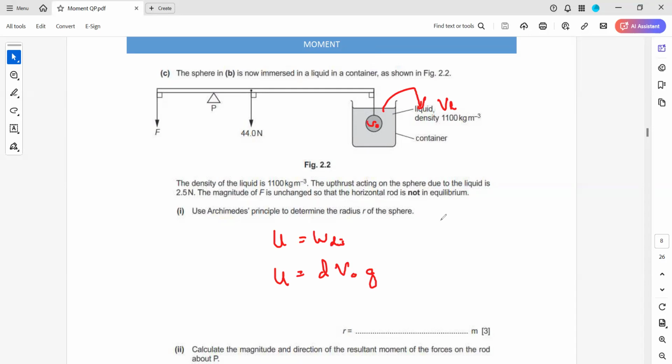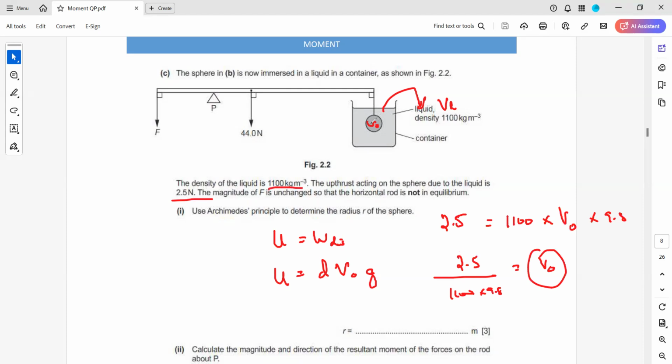So first we'll find the volume of object here. The upthrust is given 2.5. The density is 1100. Volume of the displaced liquid is the same as the volume of object, and the gravity is 9.8. So 2.5 divided by 1100 into 9.8, that will give us the volume of object. After finding the volume of object, what is this object? It's a sphere. So volume of sphere is given by the formula 4 by 3 pi r cubed. So by this you get the volume. 4 is constant, 3 is constant, pi is constant. So you can work out the value for r.